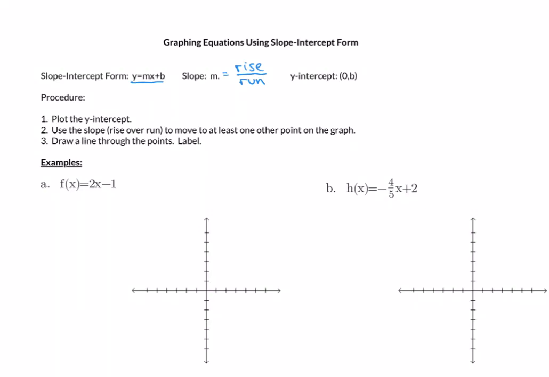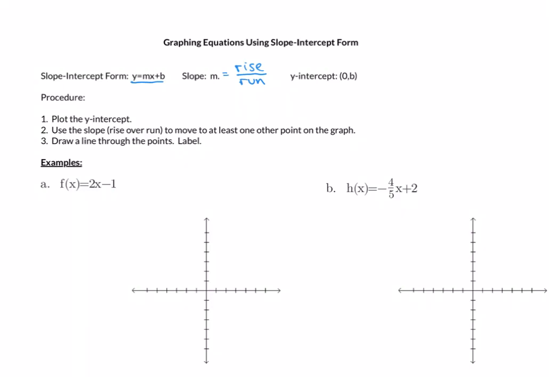So the first thing that we want to do in order to graph equations using slope-intercept form is we want to plot our y-intercept, and then we're going to use our slope, the rise over run, to move to at least one other point on the graph. From there we want to draw a line through the points and remember to label.